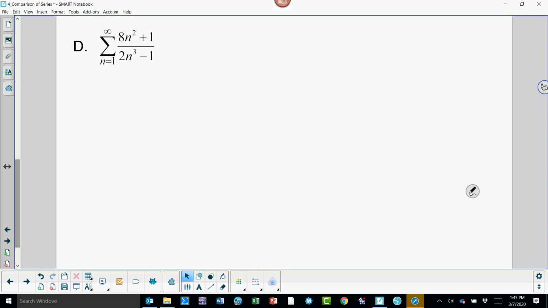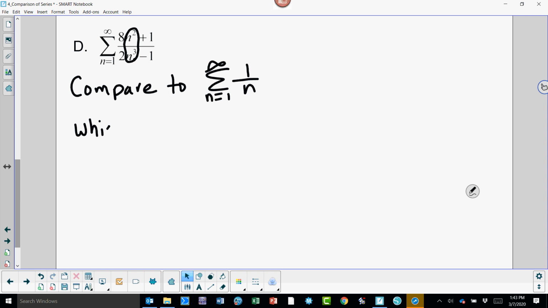All right, so here, what we're going to do to find the comparison series is not only look at the highest powers, but I'm going to ignore the 8 and the 2. So I'm really just looking at n squared over n cubed, which means that I am going to choose to compare to the sum from n equals 1 to infinity of 1 over n. If you simplify n squared over n cubed, you get 1 over n. Now, this is a series that I told you to memorize the name of, because then it makes life easier. So I'm going to compare it to that, which is the divergent harmonic series.